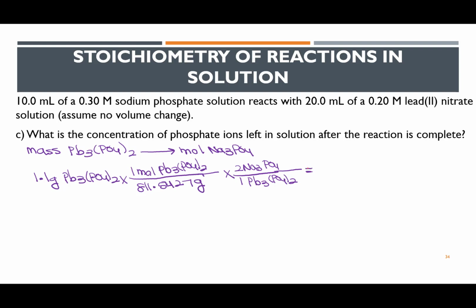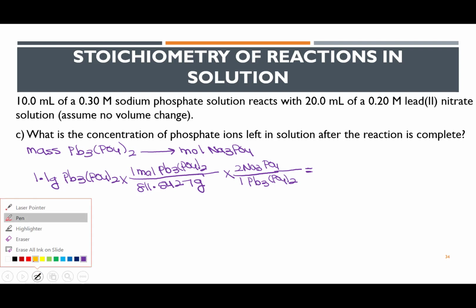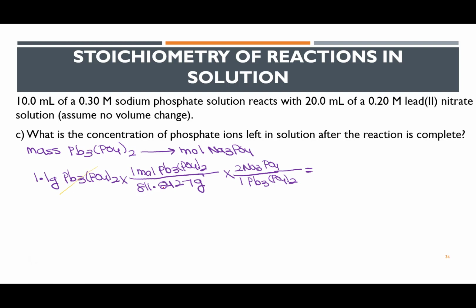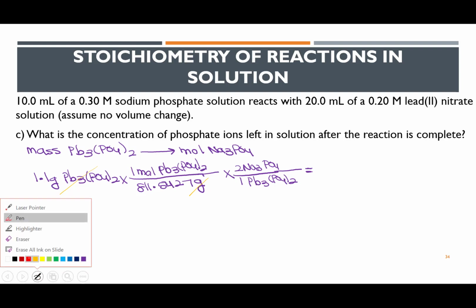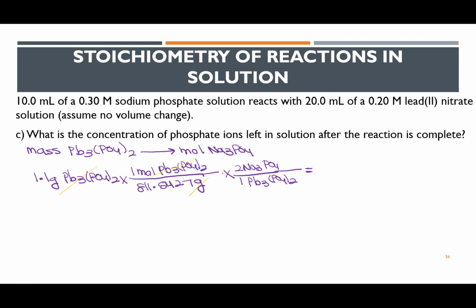Now, just to double check, here the mass of lead 2 phosphate is going to go, and here the moles of lead 2 phosphate are going to go, and I will end up with moles of sodium phosphate, which will be equal to 2.710886 times 10 to the power of negative 3 moles of sodium phosphate.